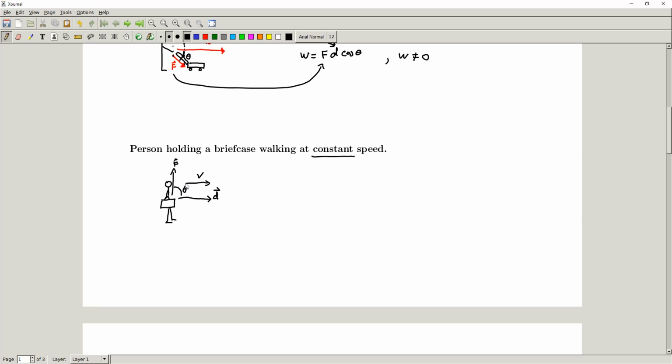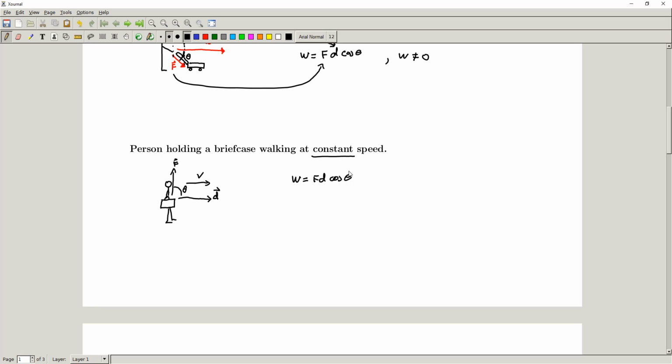And this is sort of where our natural intuition could lead us astray. We might think, well, this might be a heavy briefcase. This person's carrying it at constant speed. They must be doing some work. Well, they're not doing any work on the briefcase. So why is that? So let's again write down our equation here.